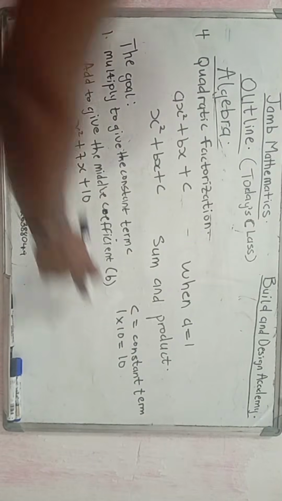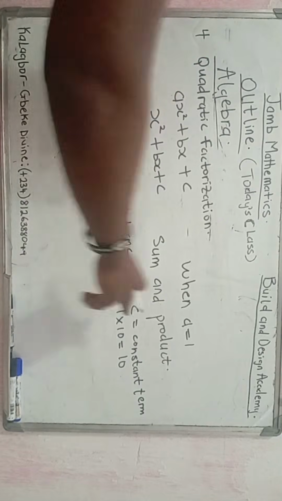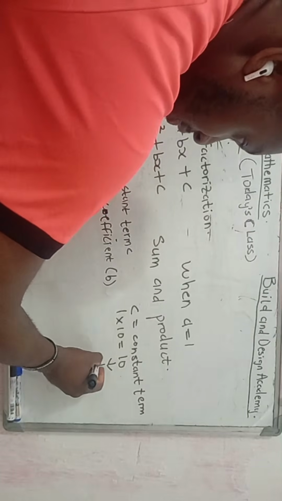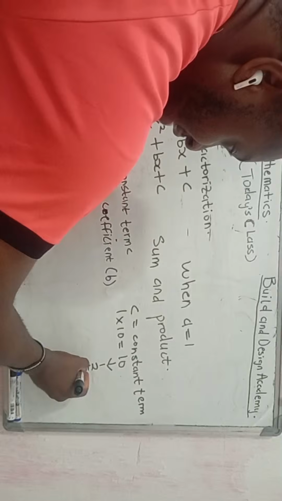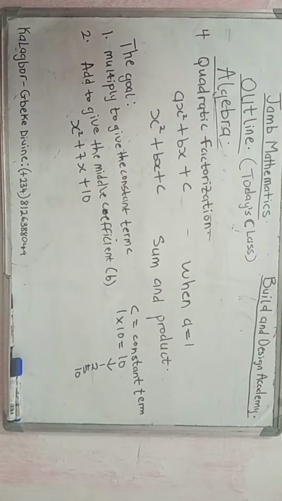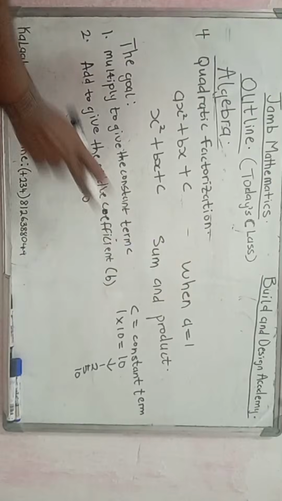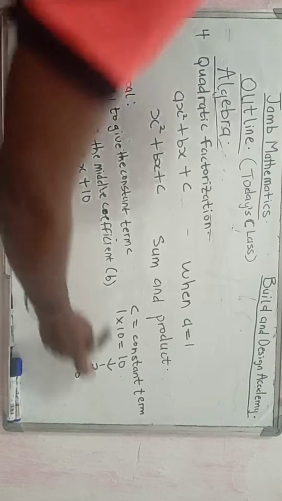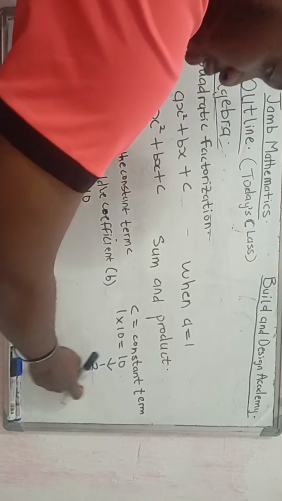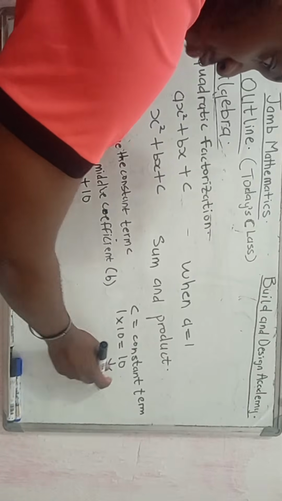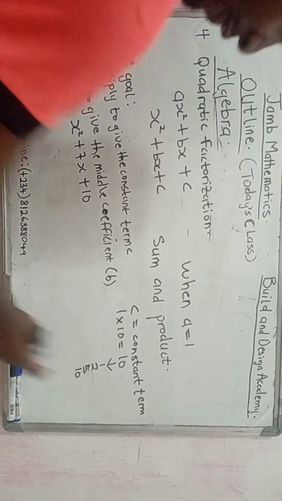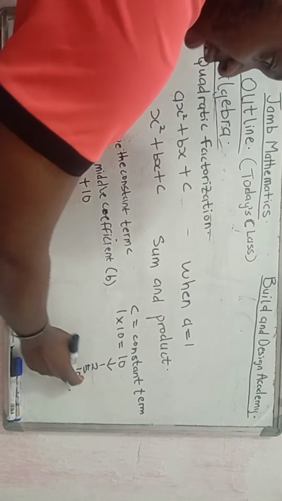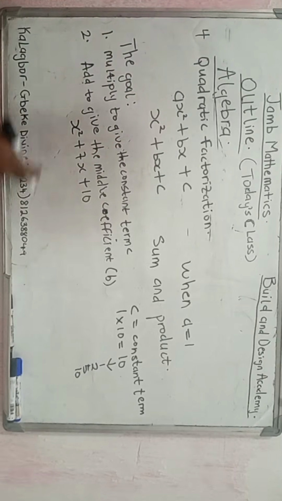So now, what are the factors of 10? What can divide 10? We have 1. 1 can go into 10. We have 2. We have 5. And we have 10. Now, the next step is to look for two numbers that will add to get the coefficient of the middle term, which is 7. If we add 1 plus 10, it will give us 11. It cannot go. If we add 2 plus 10, it will give us 12. It cannot go. If you have 5 plus 10, it will give you 15. It will not go. We are looking for 7, right?